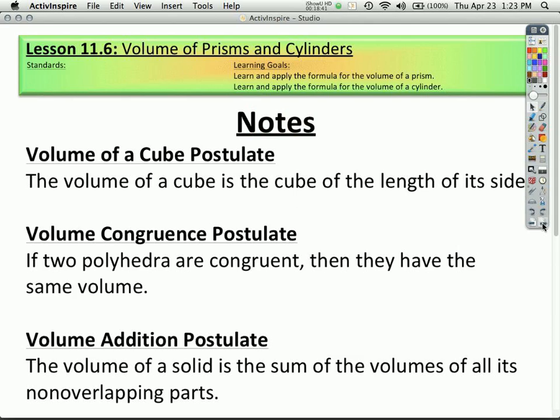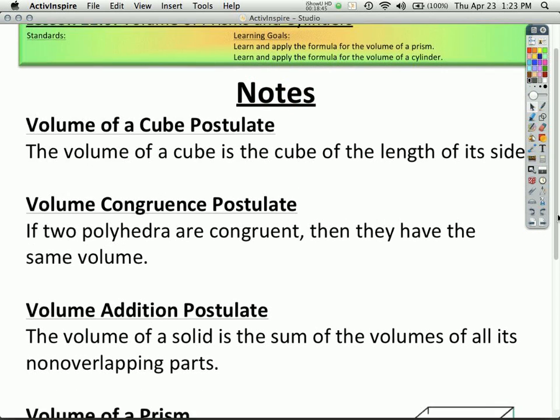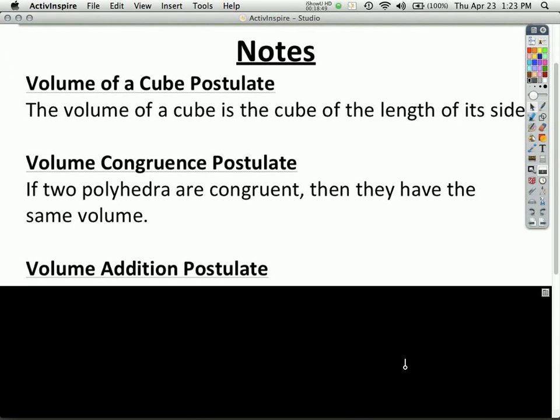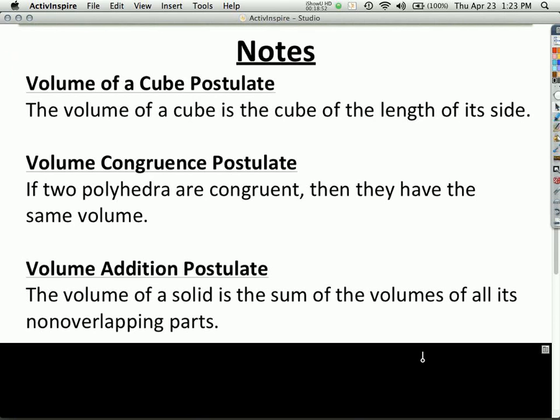So, first of all, we've got some postulates. There are some ideas that you're going to have to get down. Remember that a postulate is called a postulate because we accept it to be true without having to prove it. The volume of a cube postulate: the volume of a cube is the cube of the length of one of its sides. All the sides are congruent, so we can just cube one side and we get the volume of the cube.